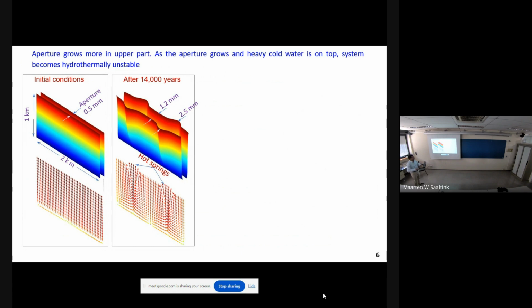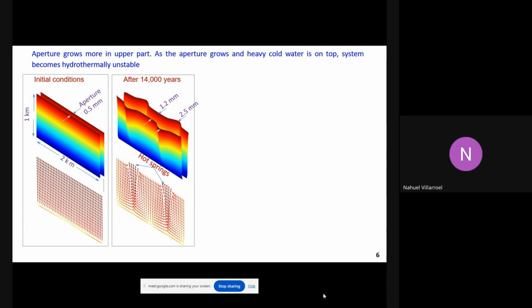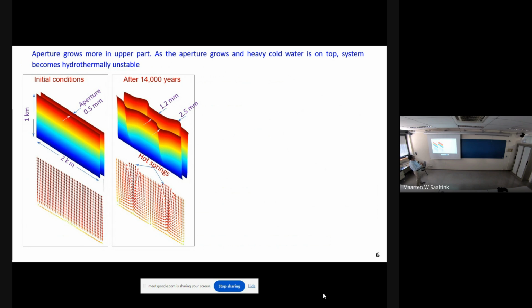we'll see evolution. So what happens here? This is the initial aperture field, which was assumed to be 0.5 millimeter thick, and the fluid was flowing upwards, streamlines straight and vertical, so uniform flow, let's say. Now, with time, more dissolution will happen on the upper part, and there will be Rayleigh-Bénard convection kind of thing because the temperature is low at the top and high at the bottom.